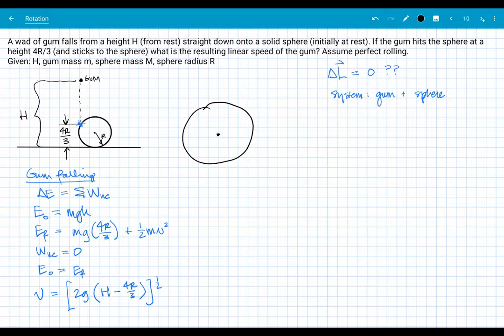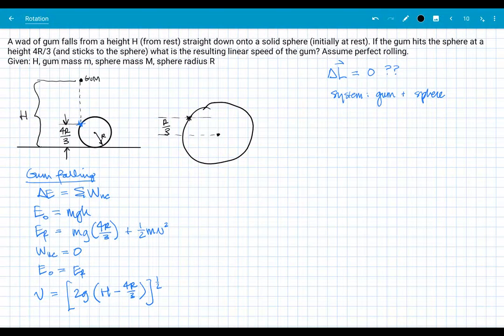What I can say here, I'm going to just draw a few things in. The impact point, which would be right here, right? The impact point as measured from the center of the sphere, this here is r over 3, right? Just think about that. You can look at the original diagram. That's going to be r over 3.